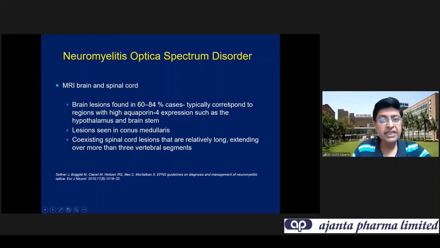So we've seen brain lesions corresponding to regions where we see high aquaporin 4 expression. Aquaporin 4 is a water-gated channel protein against which antibodies are generated. More of these are seen in the hypothalamus and the brainstem. So you see a lot of brainstem and spinal cord lesions in NMO patients. And because of coexisting spinal cord lesions, which are relatively long vertebral involvements, MRI spine has also become one of the important investigations to pick up NMO early. And it's very important from a management perspective to pick up NMO early.